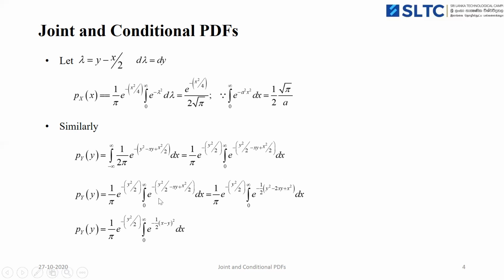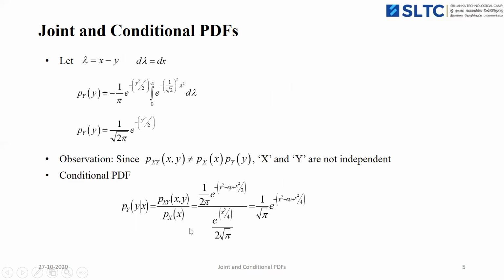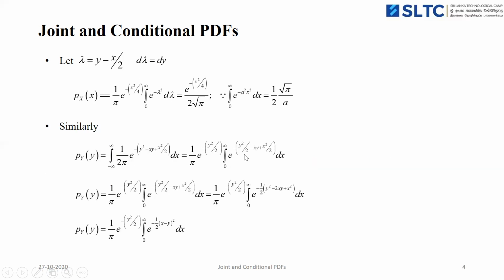So this expression finally simplifies to 1 by pi, e power minus y squared by 2, integral from 0 to infinity of e power minus 1 by 2 (x minus y) whole square dx. Let again lambda equal to x minus y, then d lambda equals dx. Then the marginal PDF of y will be 1 by pi e power minus y squared by 2, integral from 0 to infinity of e power minus (1 by root 2) whole square lambda square d lambda. Actually here 1 by 2 is present.